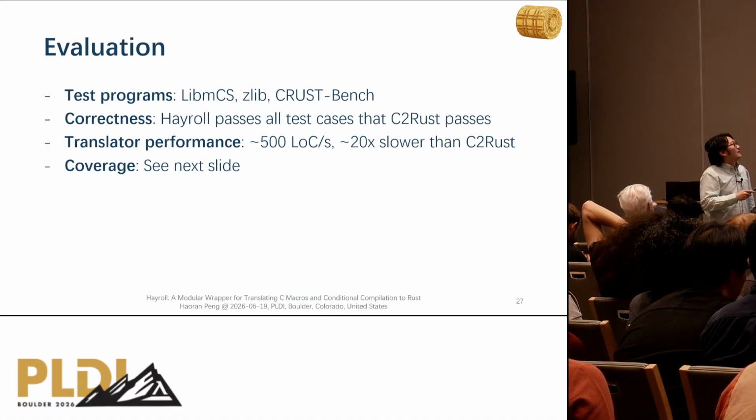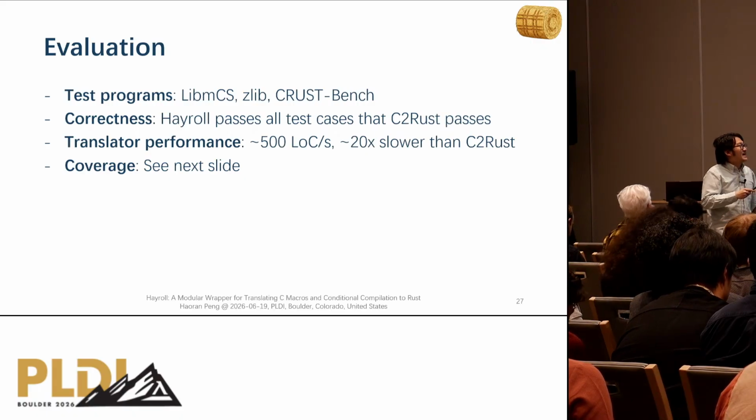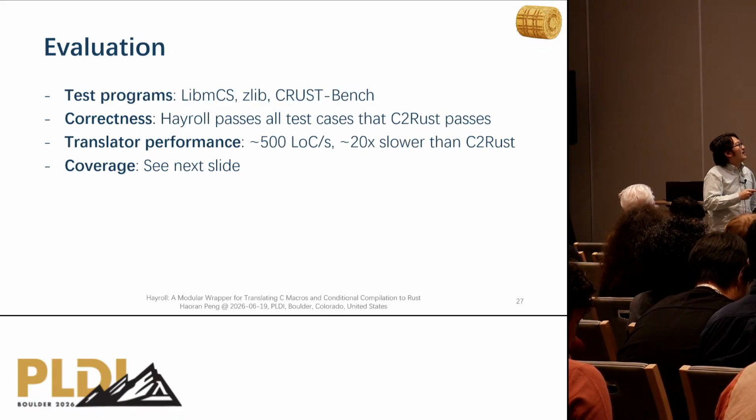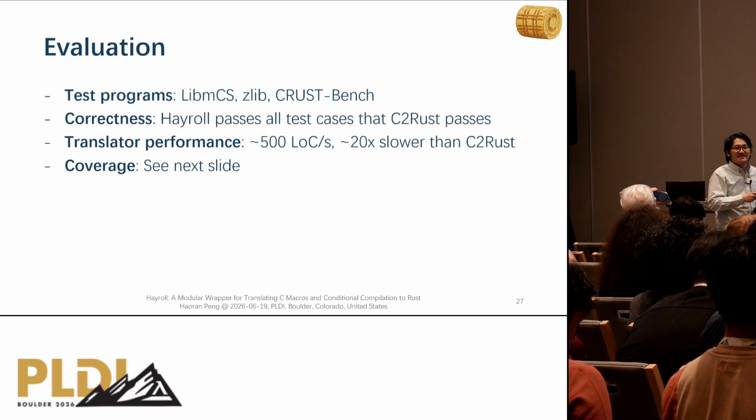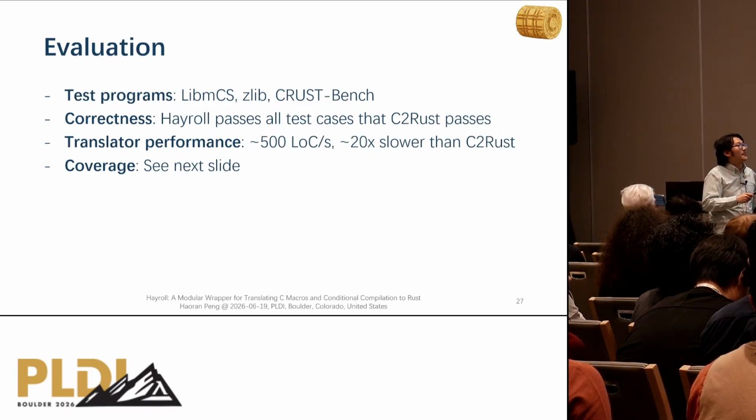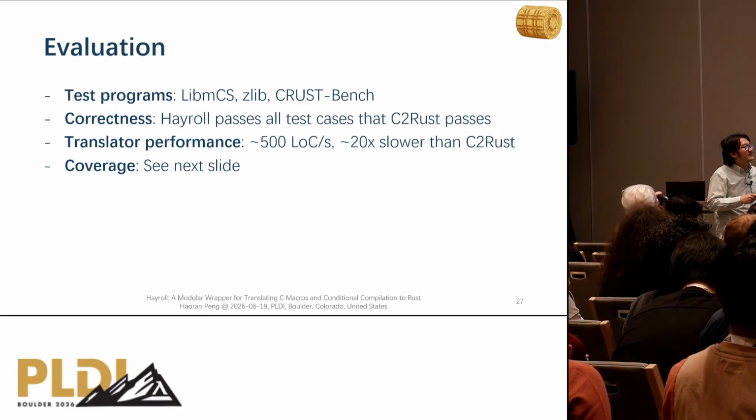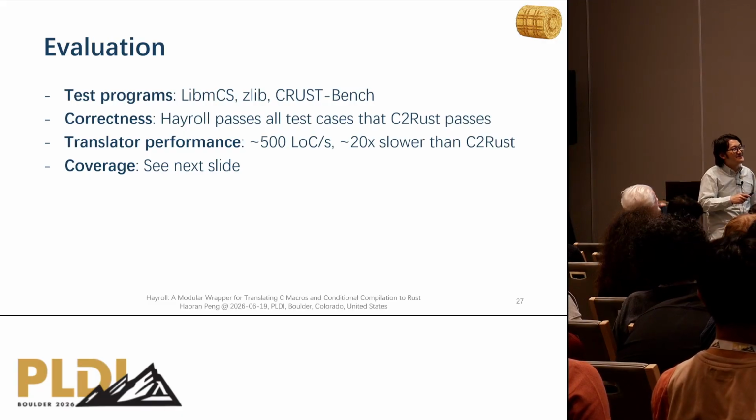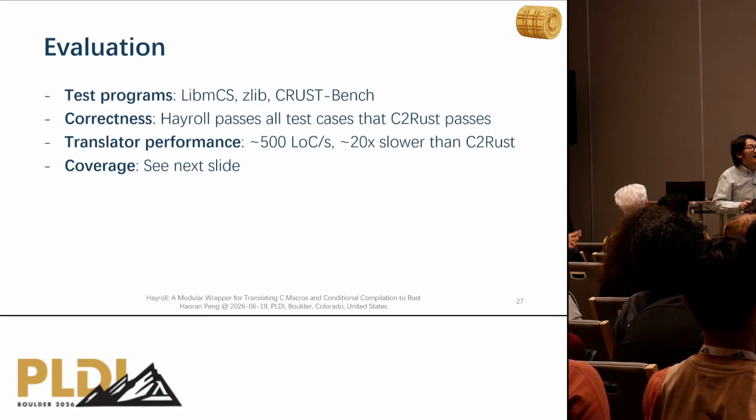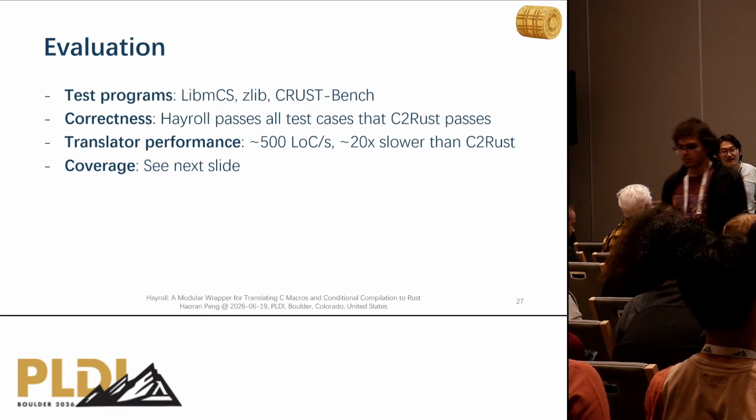Evaluation. We ran Hayroll on libmcs, zlib, and CRUSTbench. On correctness, Hayroll passes all the tests that C2Rust was able to pass. On translator performance, we run at approximately 500 lines of code per second, which is 20 times slower than C2Rust, but this is a one-time effort. It's much faster than LLMs.